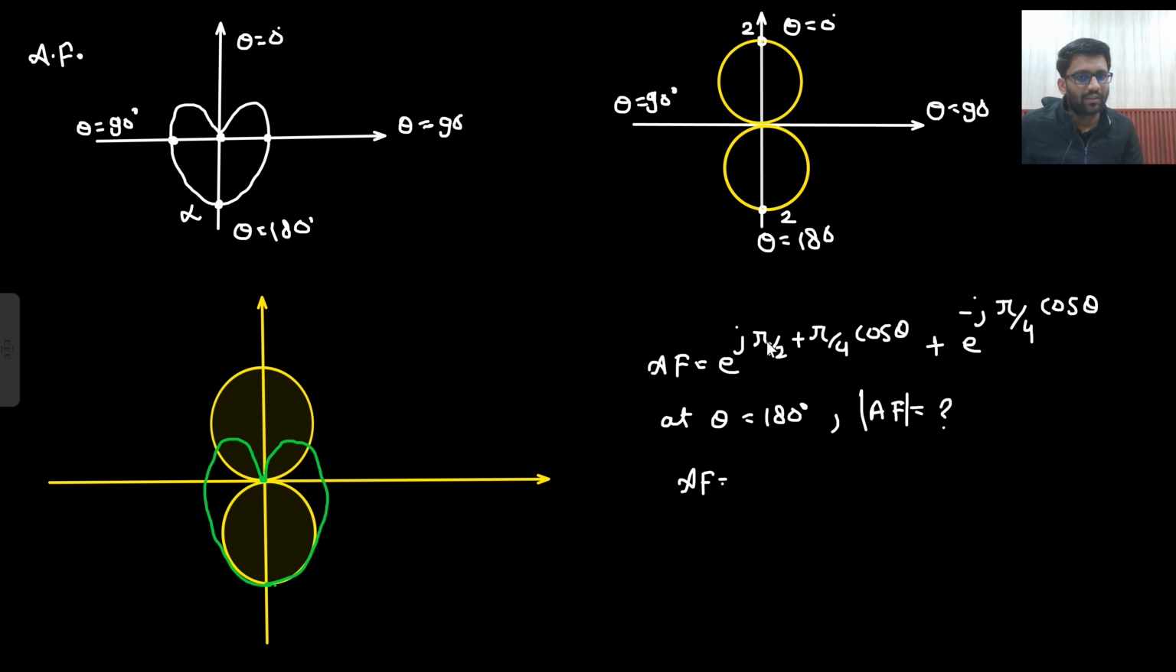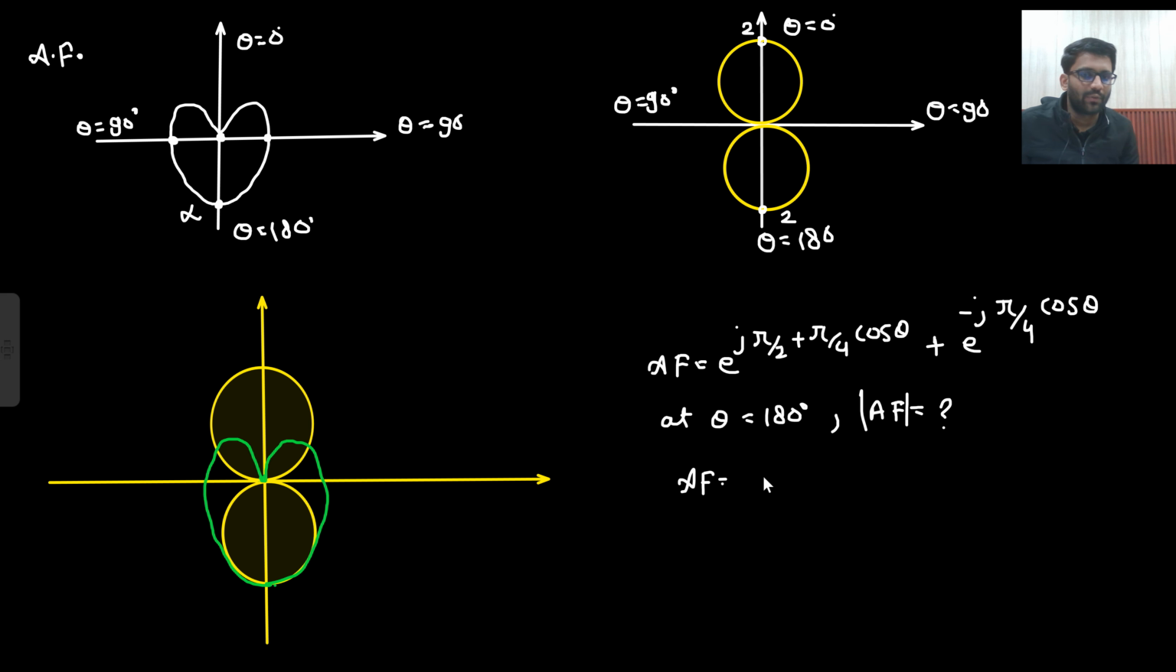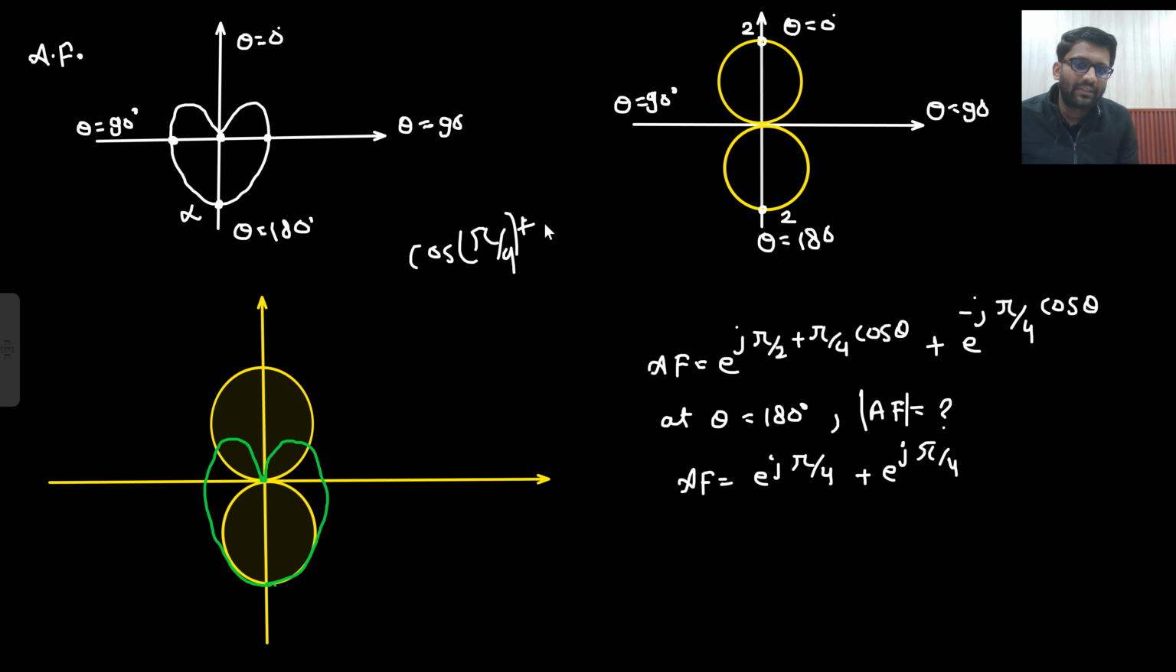Cos 180 is minus 1. So what are you getting? e to the power j pi by 4, because pi by 2 minus pi by 4 will be pi by 4. Plus e to the power j, what about this one? Cos 180 is minus 1, and minus 1 into minus 1 would be plus 1. Right? So this is what we are getting. Now what is this equal to? What is e to the power j pi by 4? Cos pi by 4 plus j sin pi by 4.